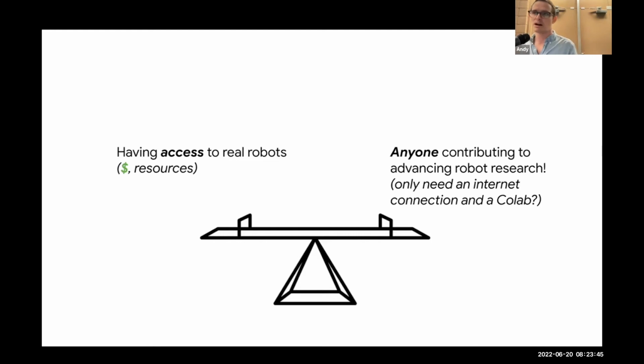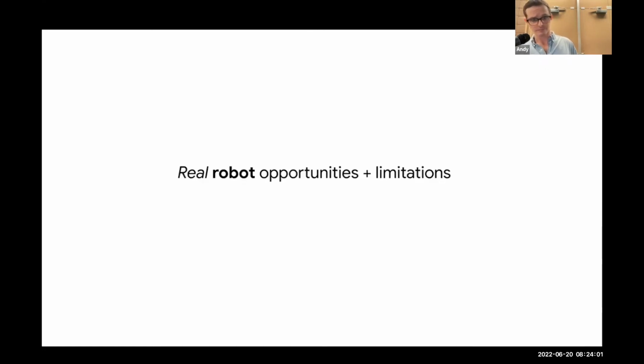So when possible, I'm going to try and phrase things in terms of, hey, look, you could do this sort of thing just with an internet connection and a Colab, or you don't need to use Colab, but it's a simple, easy example and gives you access to free compute resources. But also, sometimes we do have to ground things back in real robots. Okay, so real robot opportunities and limitations.